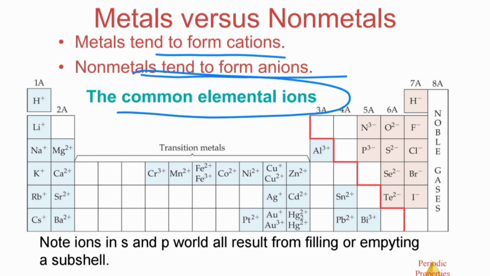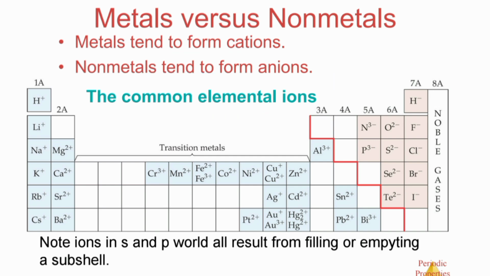The common elemental ions. Note that ions in the s and p blocks all result from filling or emptying a subshell. These are the noble gases.